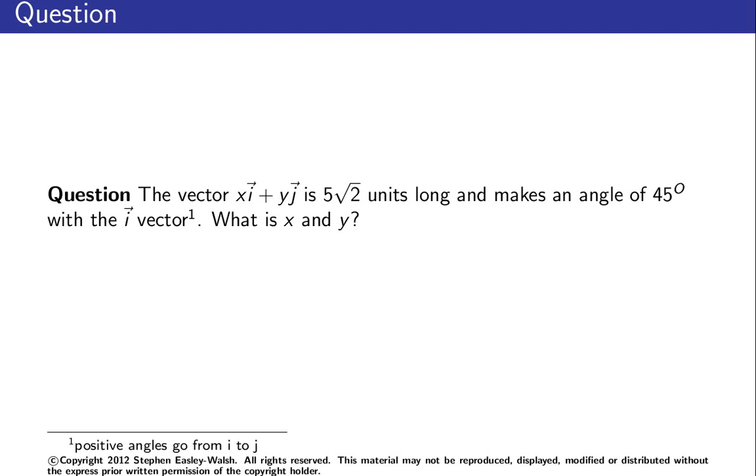The vector xi plus yj is 5 root 2 units long and makes an angle of 45 degrees with the i vector. What is x and y? And the convention here is you start at i and head towards j, and this is a positive angle here. In other words, positive angles go counterclockwise or anti-clockwise.